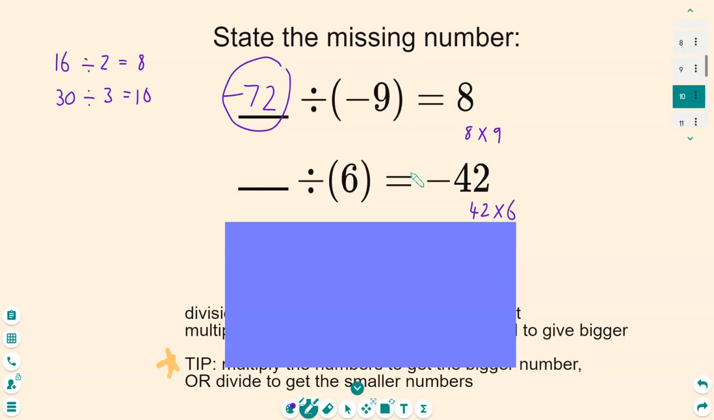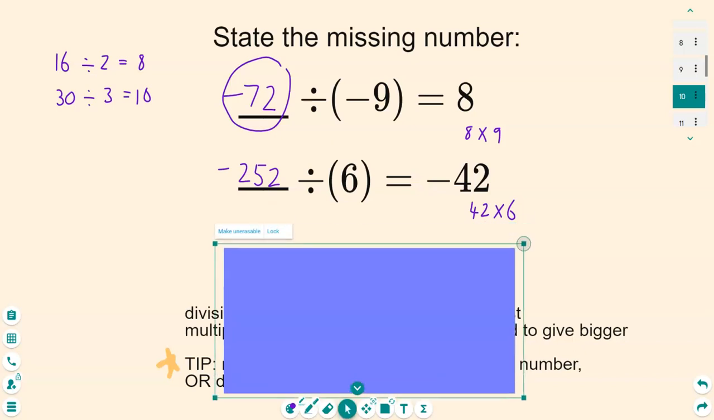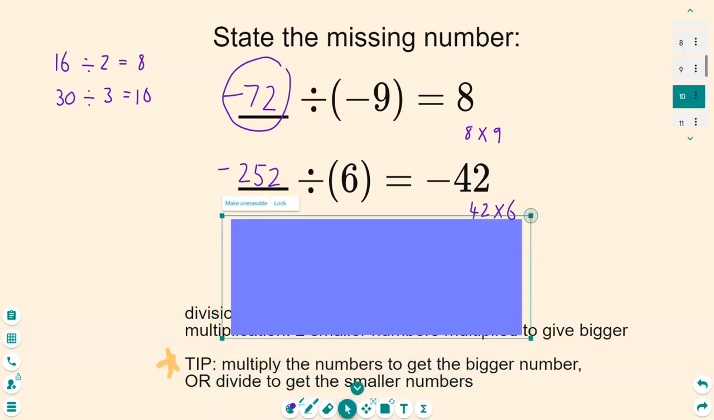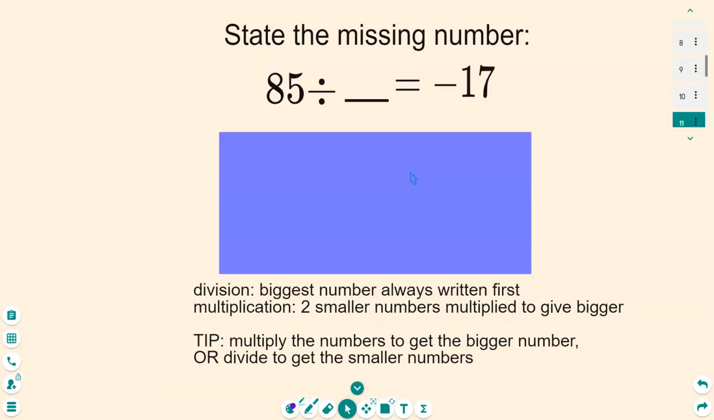And that gives me 42 times 6, 252. So really read the question carefully and check your answer at the end. Check it gets the right number. So 252 divided by 6, does that give me a negative? No, we're going to need different signs to get a negative. Okay, nearly done. I think this is the last one.